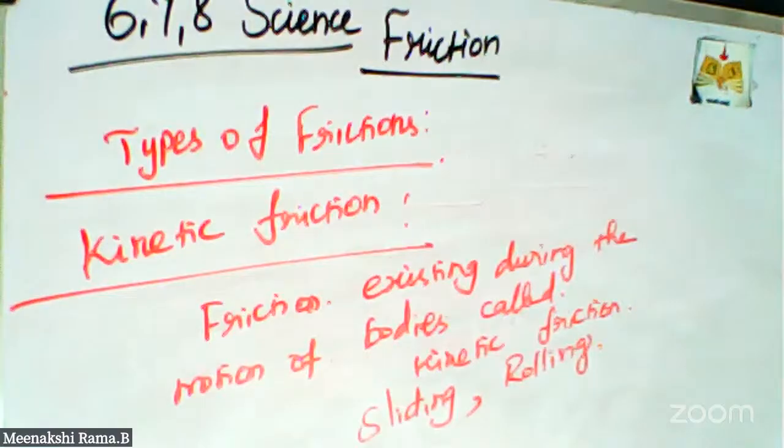What is sliding friction? Is there any doubt? In the first concept, we learned what is force, what is pressure, and what is friction. What is the concept of friction? What are the properties of friction? Properties means friction opposes the motion, causes wear on the surfaces in contact, and produces heat. These are the general properties. What are the types of friction? Static friction and kinetic friction. Kinetic friction is also divided into two types: sliding friction and rolling friction.